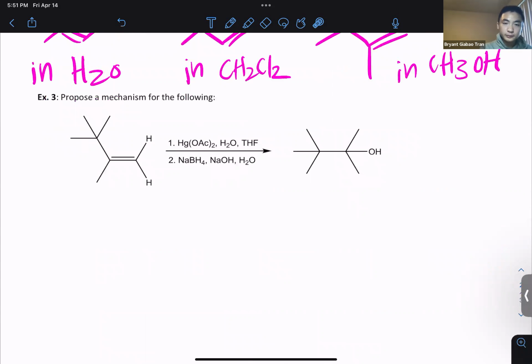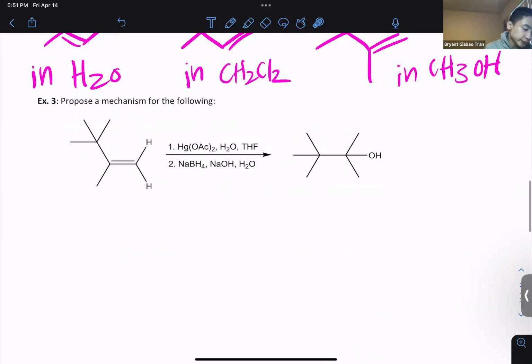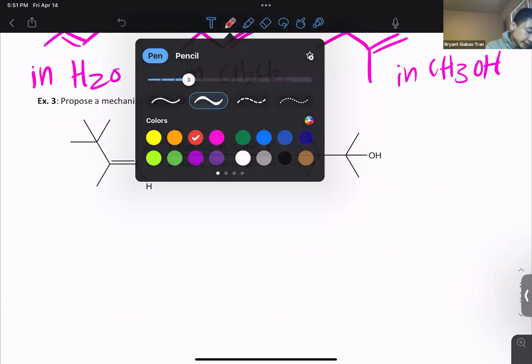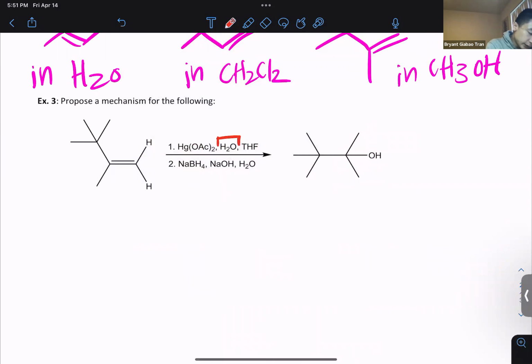Okay. Now let's go over the mechanism of the oxymercuration-demercuration reaction. So we know that this oxymercuration-demercuration reaction adds an alcohol, in this case because we have water, to the more substituted carbon, which in this case is carbon 1.